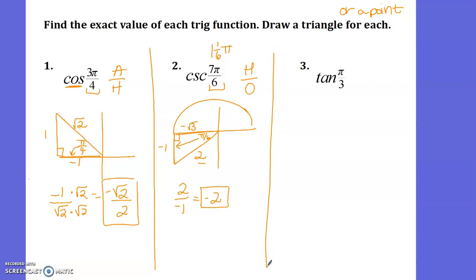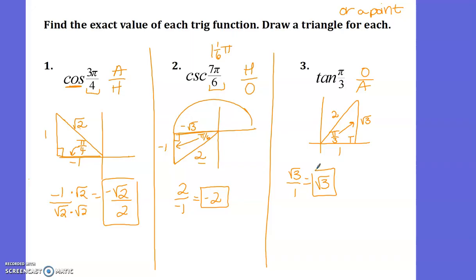Okay, tan of pi over 3. If I construct pi over 3, that falls in the first quadrant. Our reference angle is pi over 3. √3, 1, and 2. Now, everything's going to be positive because it's in the first quadrant. Tangent is opposite over adjacent. So the opposite side is √3. The adjacent side is 1. So we're just looking at √3.